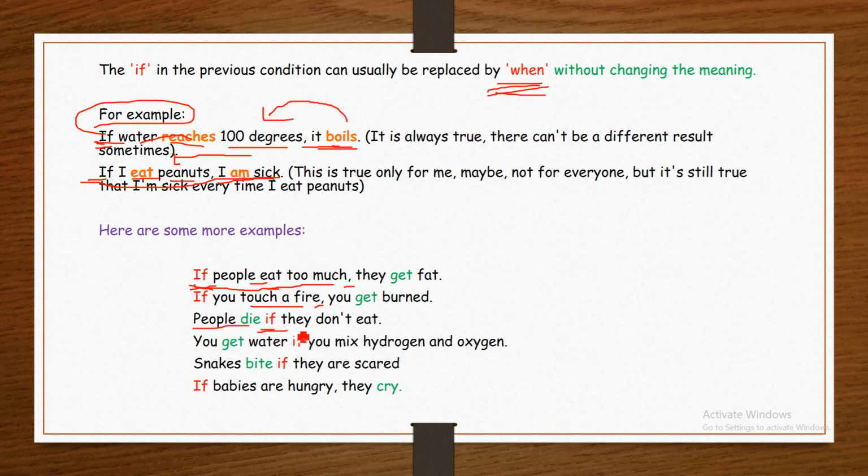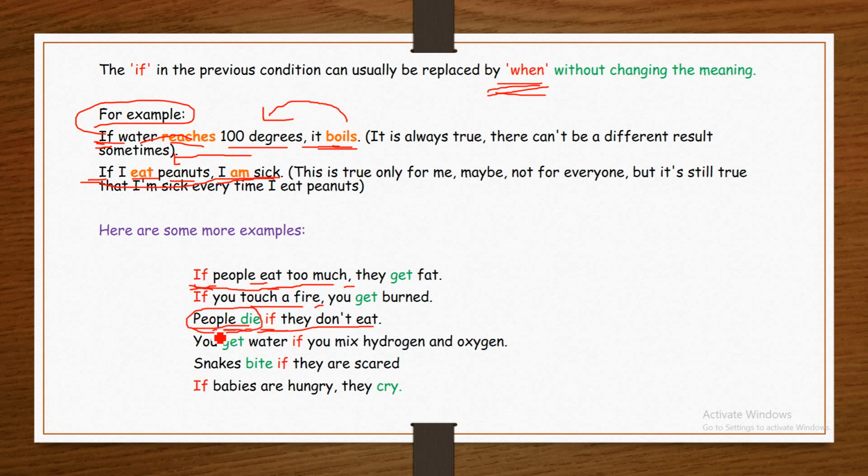People die if they don't eat. This is the if clause and this is the main clause. What is the main clause? The main clause is the result of the if clause. People die. Why?